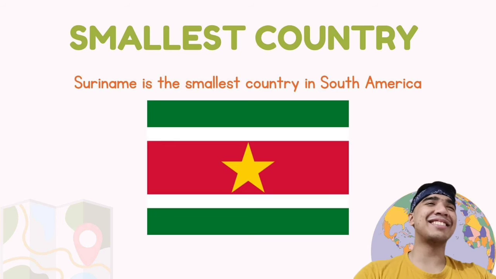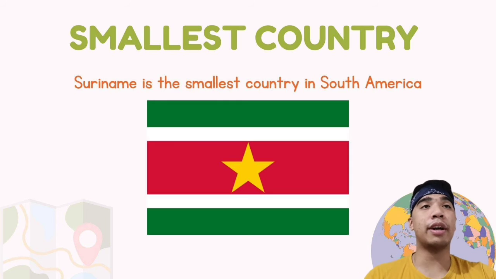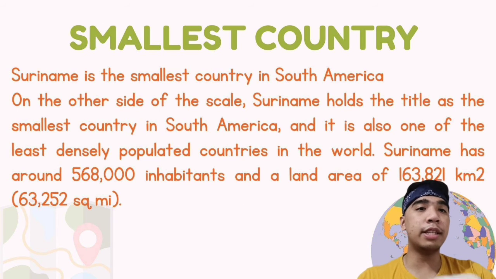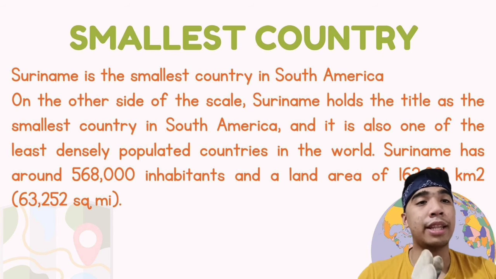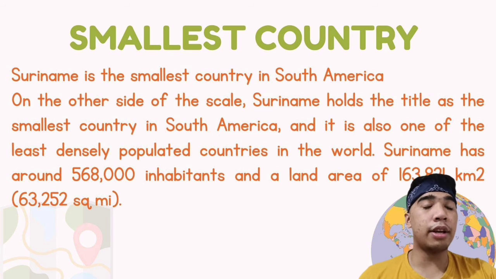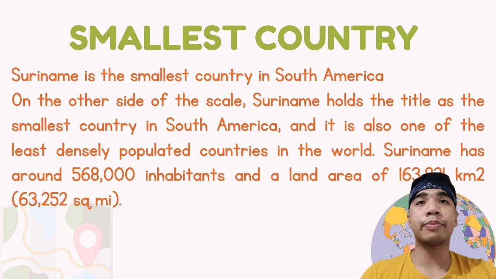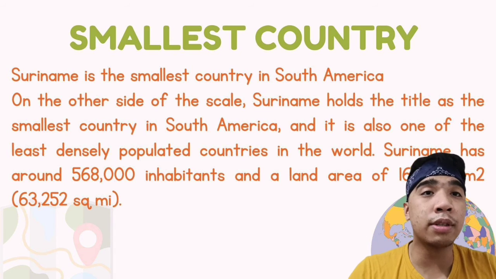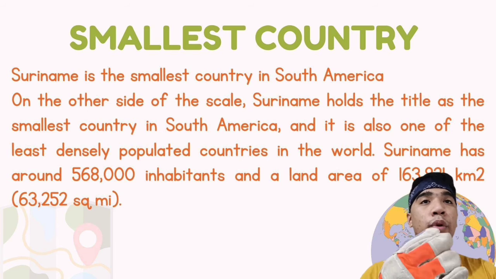Today, I'm going to tackle the smallest country in South America, which is Suriname. It holds the title as the smallest country in South America, and it's also one of the least densely populated countries in the world. Suriname has around 568,000 inhabitants and a land area of 163,821 square kilometers. Its economy is dependent on its extensive supply of natural resources, which made it one of the top producers in the world.